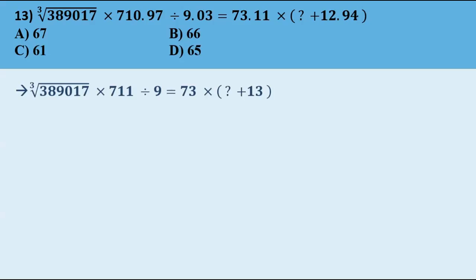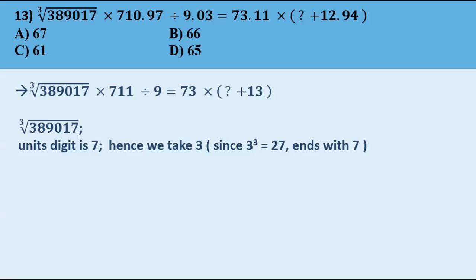Our next step would be to evaluate the cube root of 389017. So let us check for the units digit. It is seen that the units digit is 7. So we know that the cube root of 343 is 7, and 27 is the only number having 7 in the units digit of the cube.